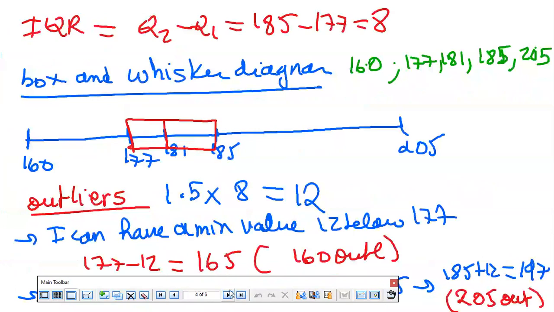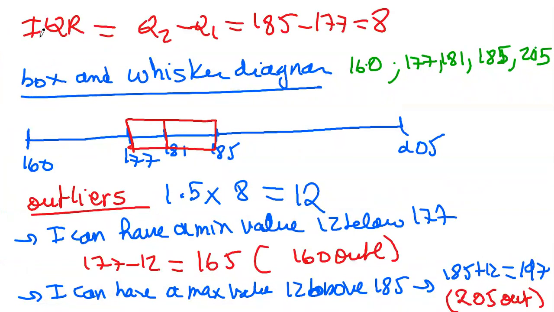Okay, then we have the values. Now we're going to find the interquartile range. It's Q3 minus Q1. I don't know why it's written wrong here. I'm sorry, guys. It's Q3 minus Q1. So it's 185 minus 177, so it's 8. Excellent. Now I need to do the box and whisker diagram.